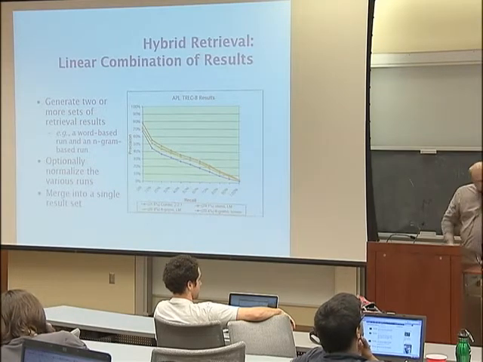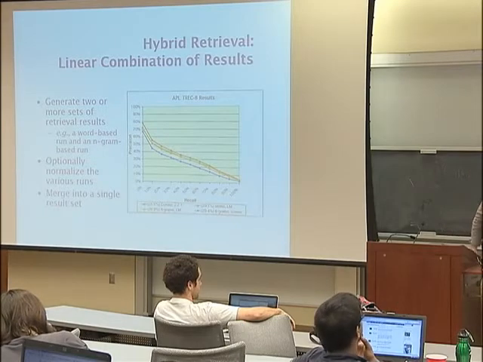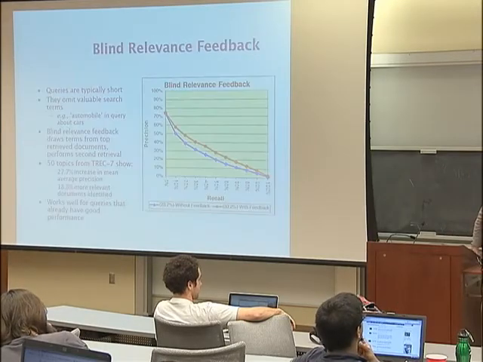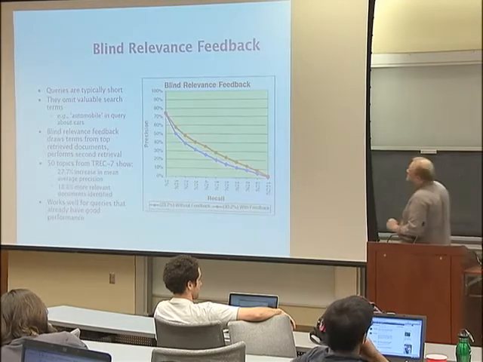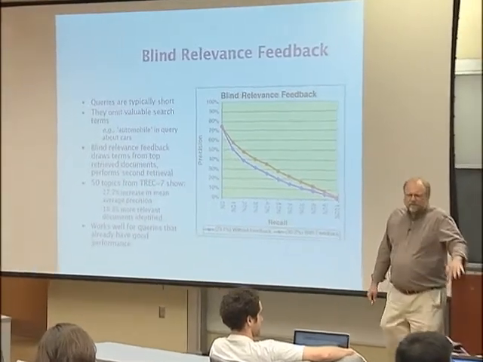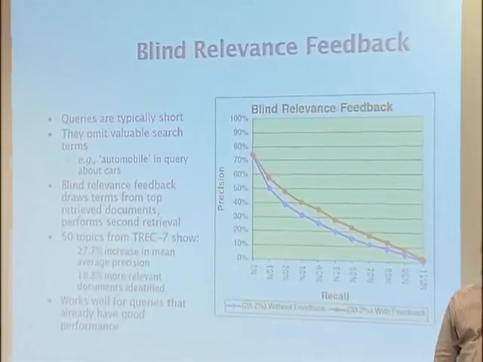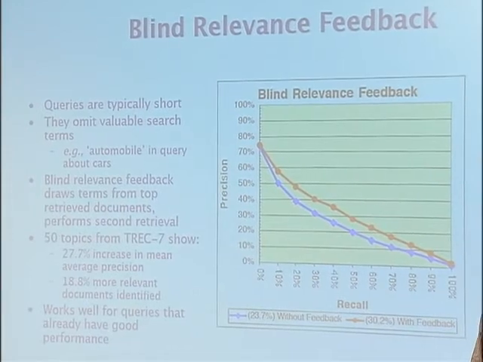I think I'm going to skip this. I want to talk about something that's called blind relevance feedback. This is a technique that's often used to boost retrieval performance, meaning the quality of retrieval results.